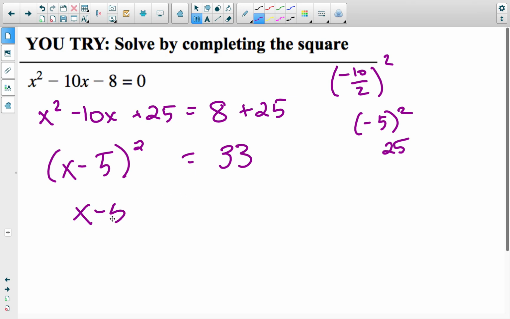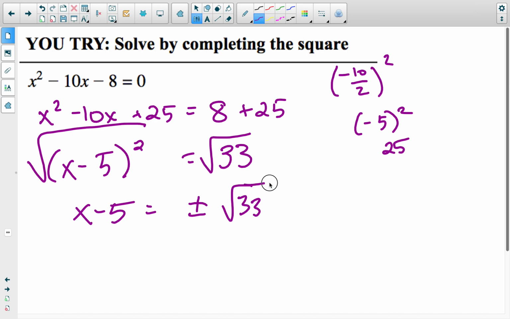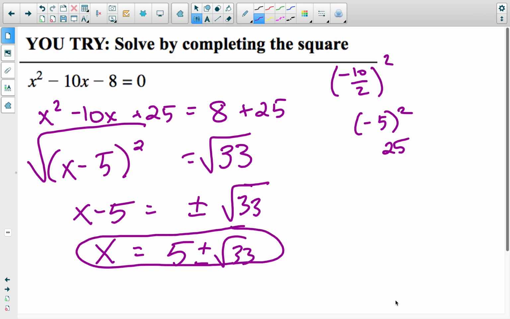Take the square root of both sides. X minus 5 equals, because I'm the one introducing the square root, we have to put a plus or minus, meaning that x is equal to 5 plus or minus the square root of 33. Okay, we're going to pick up next with what happens when our leading coefficient is not 1.